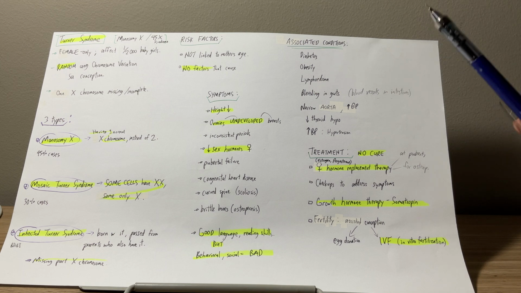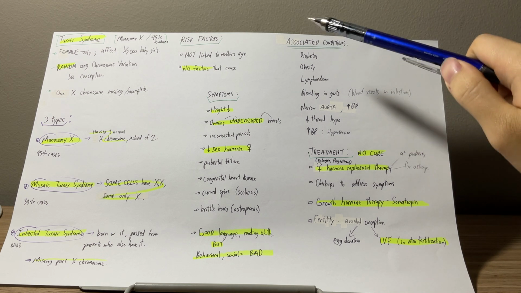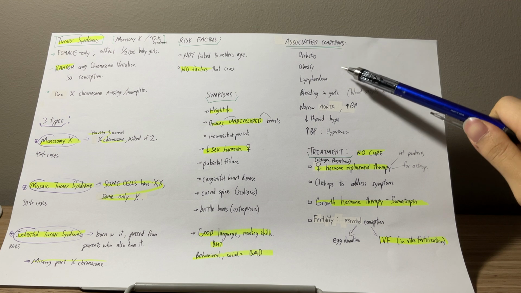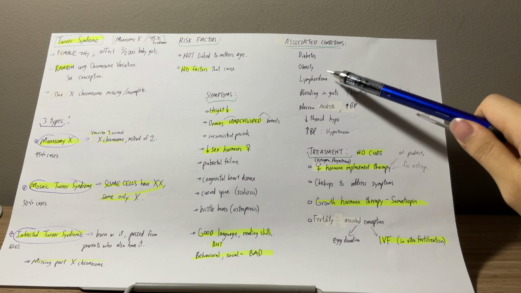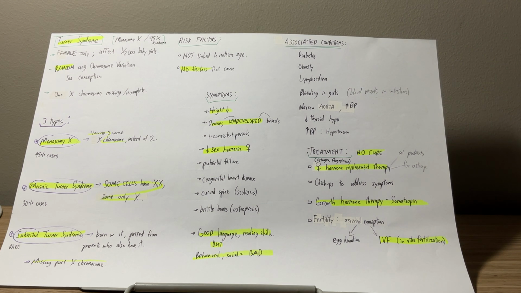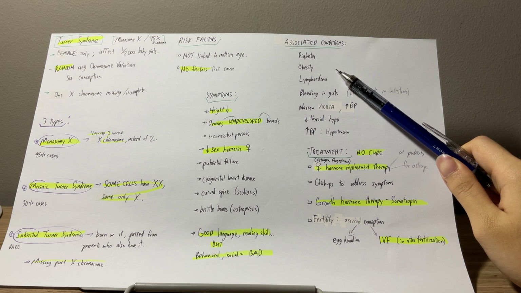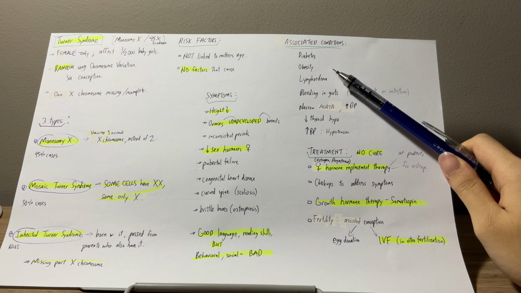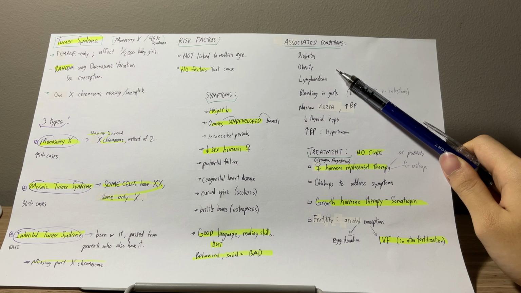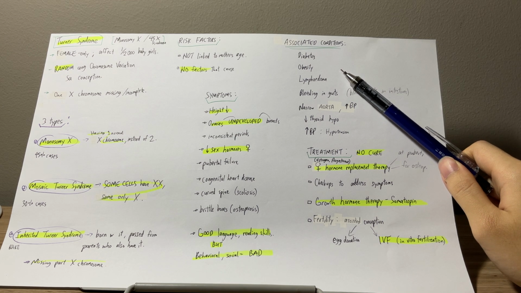And what are associated conditions to Turner syndrome? We have diabetes, obesity, lymphedema. Let me search what this means. I want to know also. Okay, so this is swelling caused by a buildup of lymph fluid in the body between the skin and muscle. Okay, how is this different from polio? So basically, a limb is enlarged, something similar to an elephant's limb.